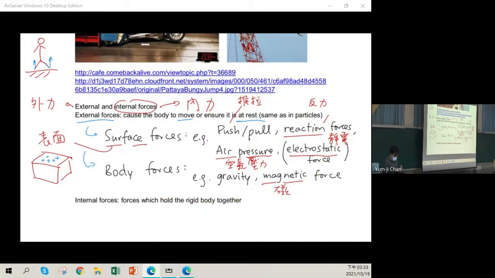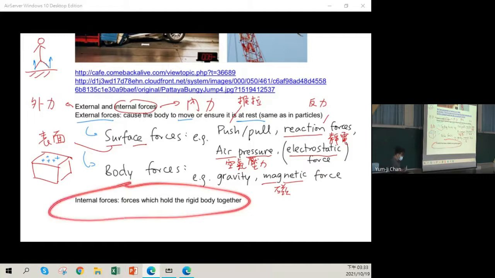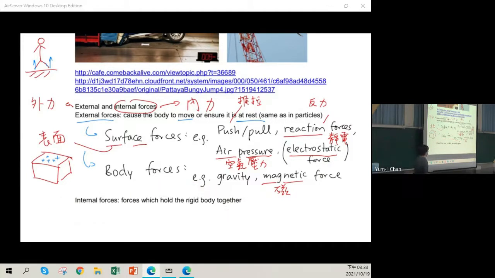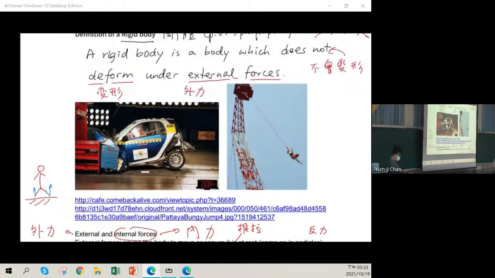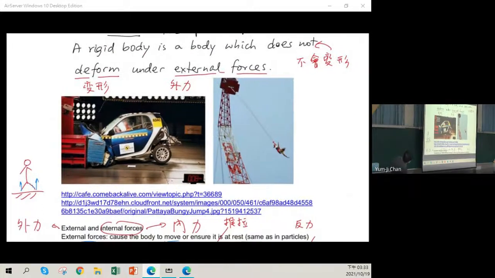Internal forces are forces which hold the rigid body together. So let me give you an example. Have you copied this? Okay, so let's have a look at the right hand side.